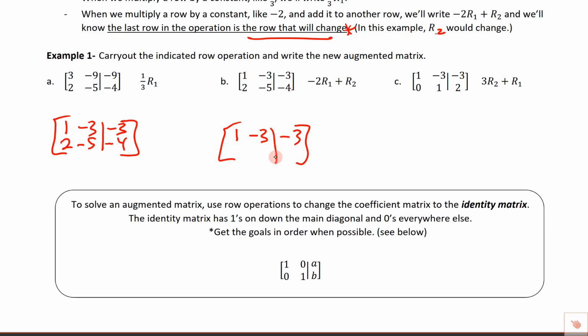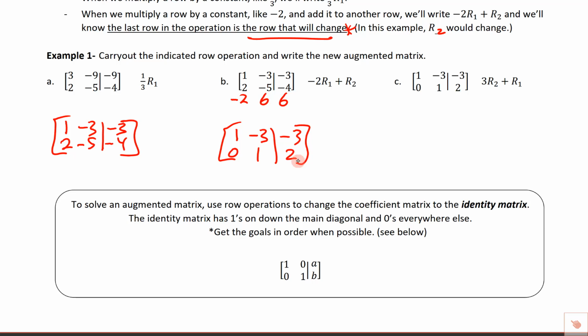Now, the way we get the new row 2 is we carry out this little command. So I am going to have to do a little bit of work off to the side. I'm going to take row 1 and multiply it by -2. So -2 multiplied by 3 is -6, and -2 multiplied by -3 is a 6. Now I'm going to take this multiple of row 1 and add it to row 2. So 2 minus 2, 0. -5 plus 6, that's a 1. -4 plus 6, that's a 2.